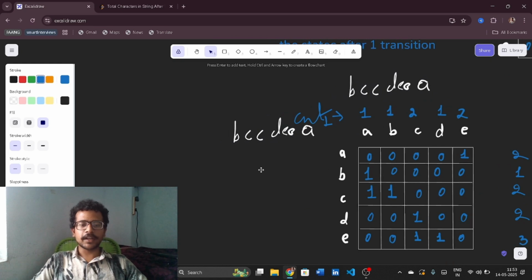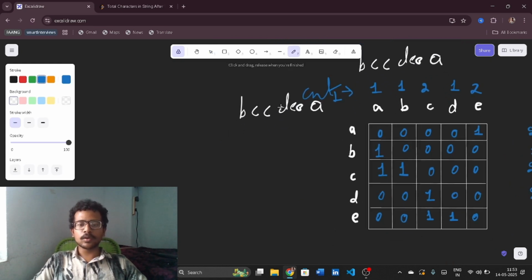Now I am saying that BCCDEEA will give me 10 as the returning length. So BCCDEEA: B goes for C. C goes for D and E, right? It transforms to DE. Now D goes to E and E goes to A, and then this A goes to BC. Now let us check 5 and then 5, 10.